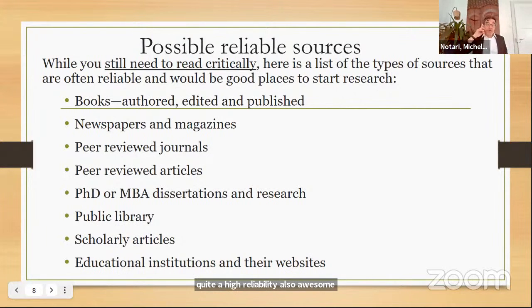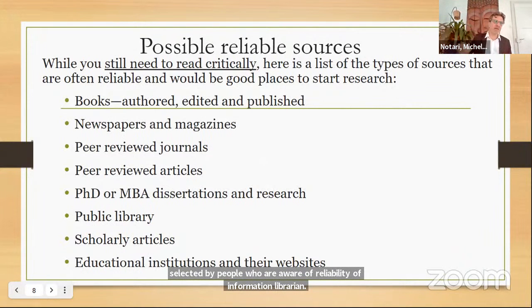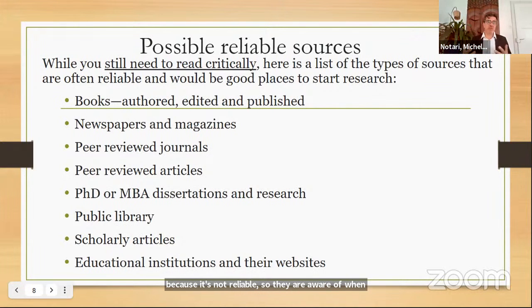Also things you find in libraries, which are most of the time authored books or publications, which have been selected by people who are aware of the reliability of information, librarians. So they say, no, we don't take this journal, we don't take this magazine because it's not reliable. So they are aware. And if they decide that this source may have a certain impact and may be quite important, then they put it in their library. So you have access to it and you can say, okay, someone who is a bit of an expert took some time to analyze this and to decide.